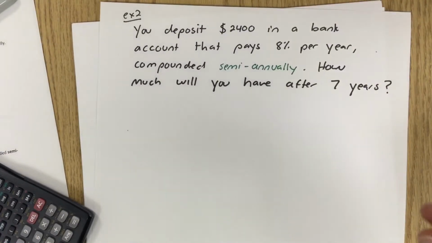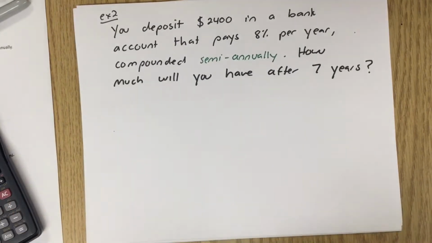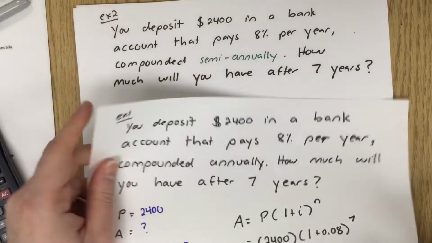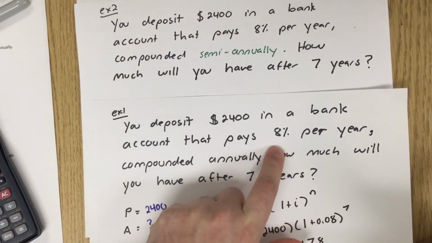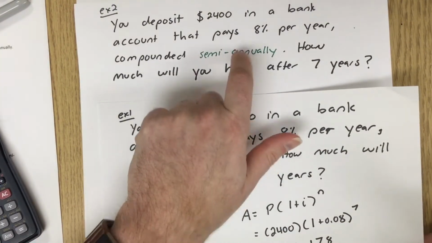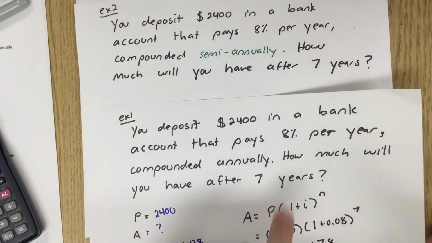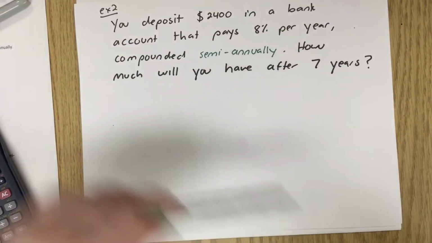So what we're going to do now is change the compounding period. We're going to change how often it compounds. So it's going to be pretty much the same thing as example number 1. Still depositing 2,400, still paying 8% per year. And the compounding though is now going to be semi-annually. And how much after 7 years? We should save this over here. Let's see if it's going to be higher or lower.